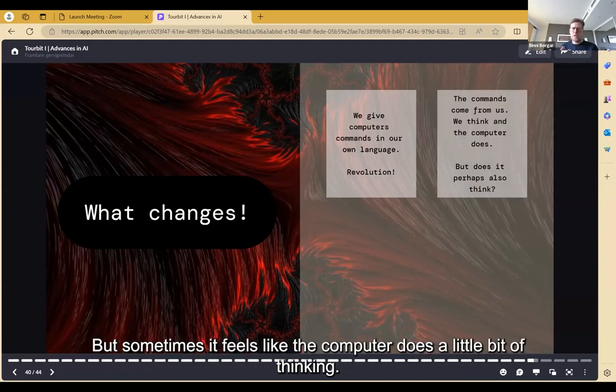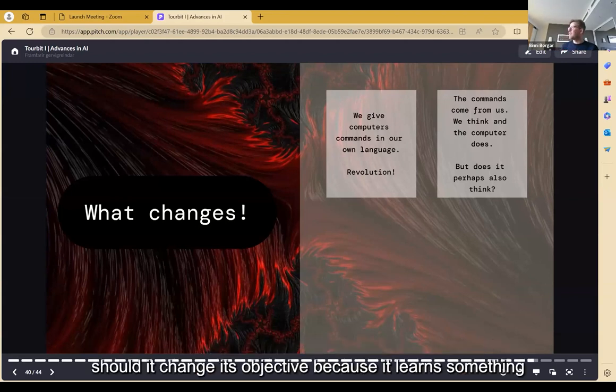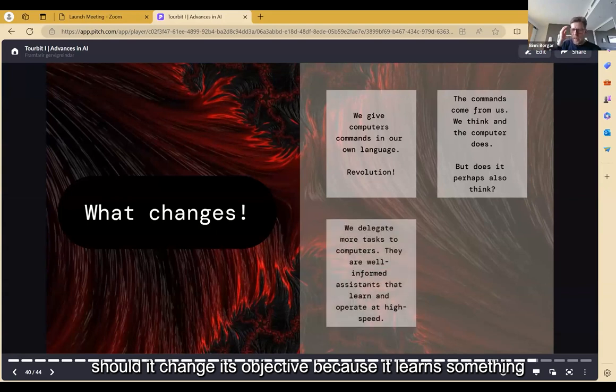But sometimes it feels like the computer does a little bit of thinking. So that's quite intriguing. It is maybe asking us if it should do this or that, or should it change its objective because it learned something. So it is quite interesting. It's a companion or a collaborator maybe.